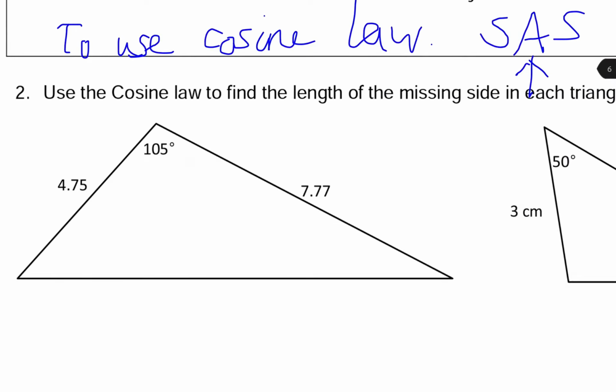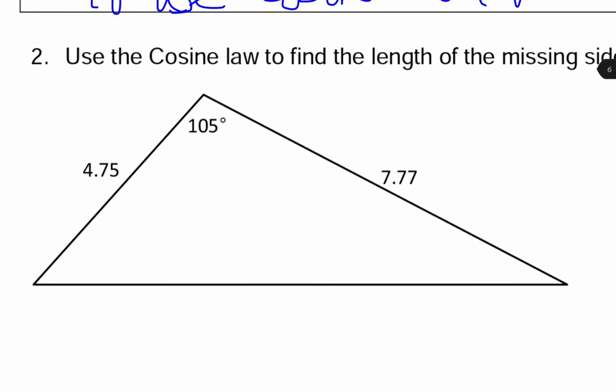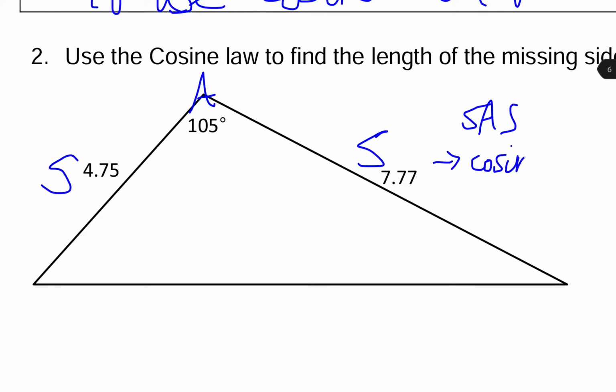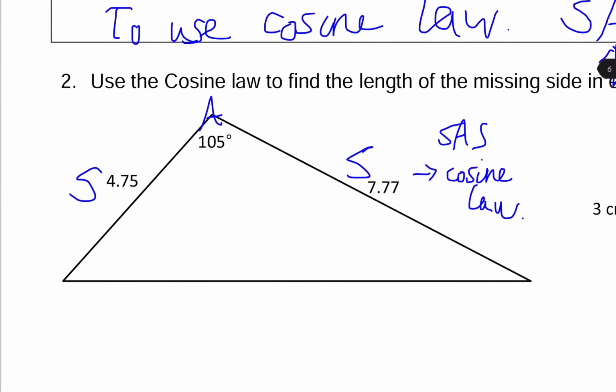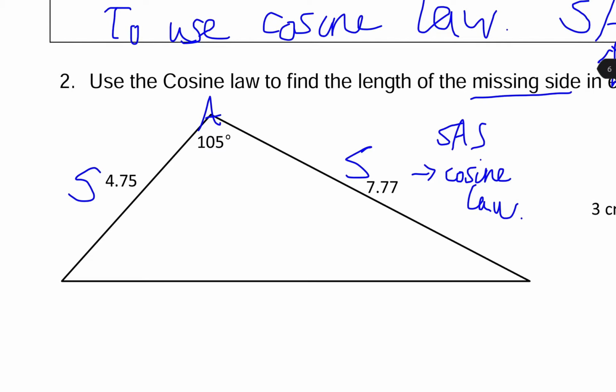What do I mean? For instance, look at this triangle here. What information are we given? Well, we're given a side here, an angle in between, and another side. One angle is given between two given sides. So this is SAS. Therefore, we can use cosine law. We're asked to look for the missing side. We know the two sides here. The only missing side is right here, so let's label it with a question mark.